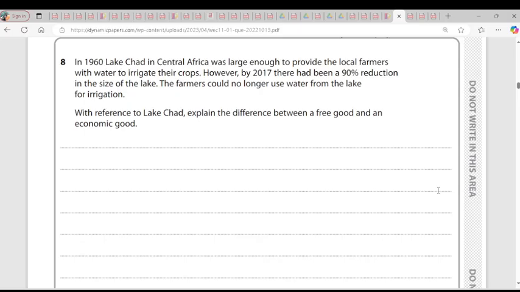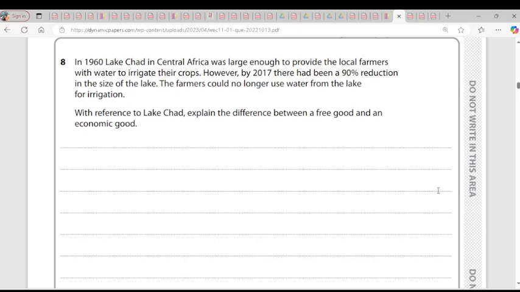Do you understand? So the case study says, however, by 2017 there had been a 90% reduction in the size of the lake. The farmers could no longer use water from the lake. So it's not a free good anymore. It means the farmers were unable to use the water in Lake Chad, which means they need to find an alternative. So that makes it an economic good because there's opportunity cost. Is it clear? Any question about that? That's question 8, free good and economic good.